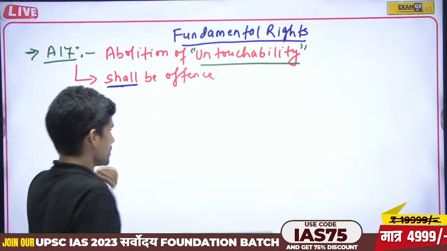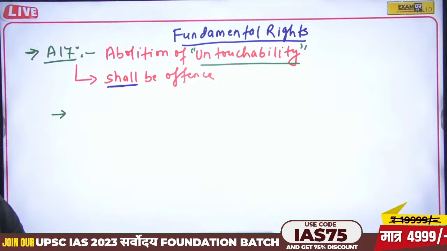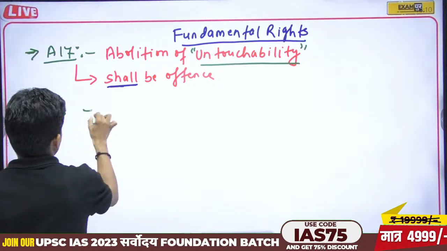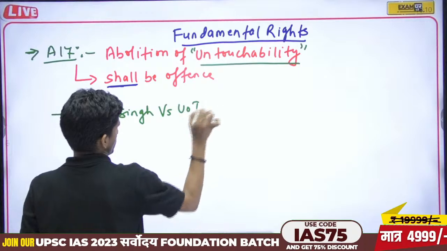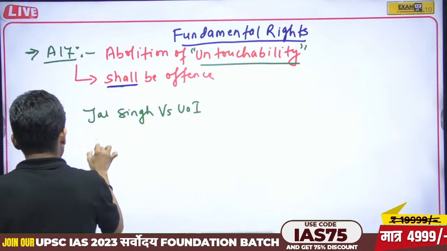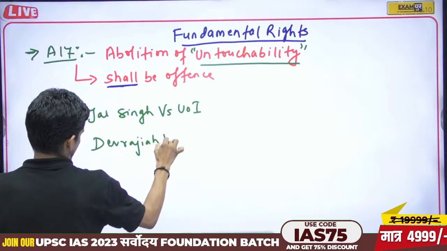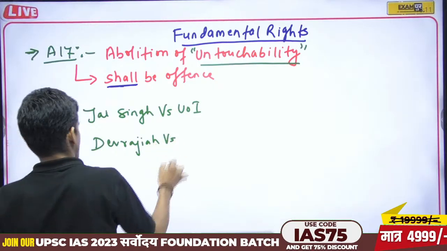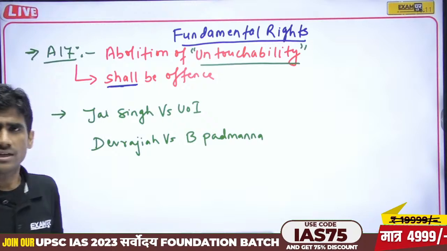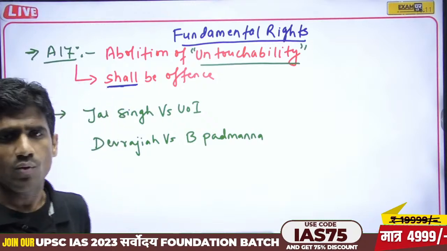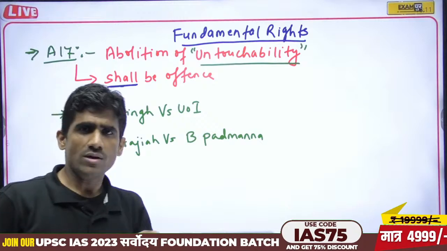Now come to the point. Regarding untouchability, some judgments are very important. The first judgment is Jai Singh versus Union of India. The second judgment is Devarajiah versus B. Padmanna. When this case came into being, according to this judgment, we got the definition of untouchability.